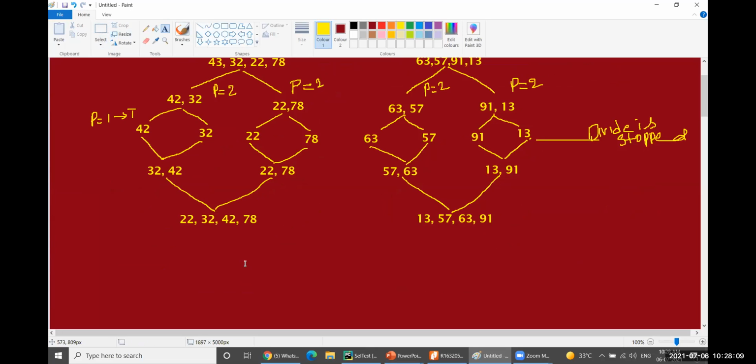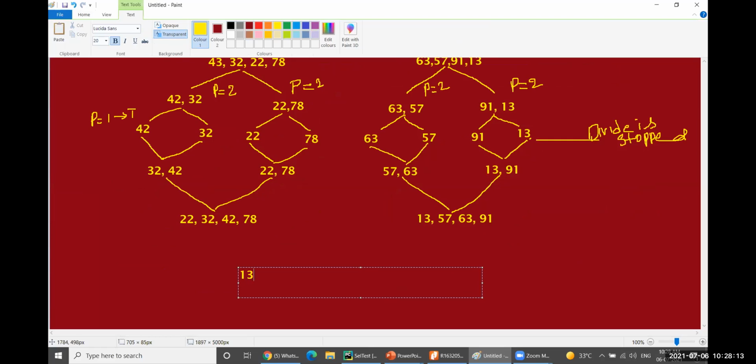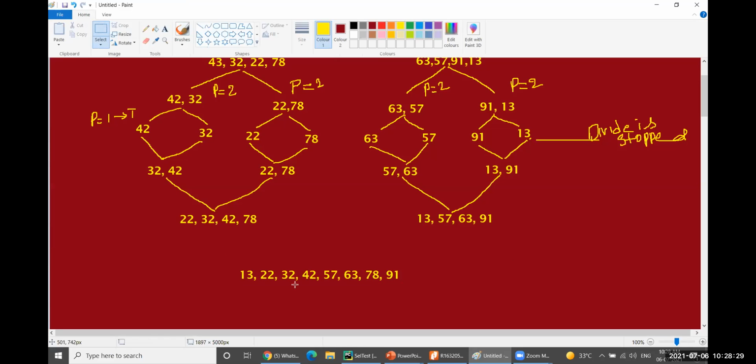Finally, how will things occur here? Two sorted sublists are there. The sublists will look like this: 13 will be the first one, then 22, then 32, then 42, then 57, then 63, then 78, then 91. This is the final sublist which we have with us.